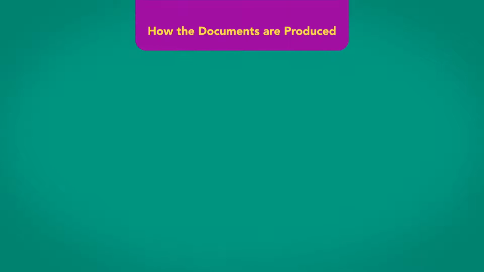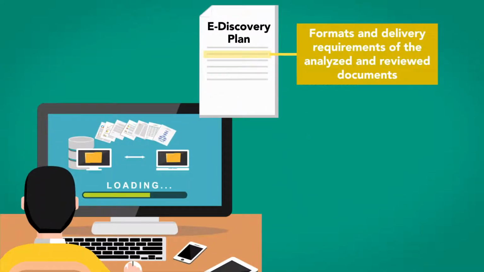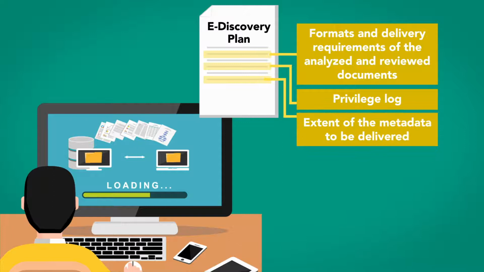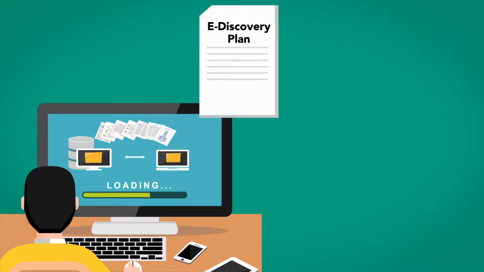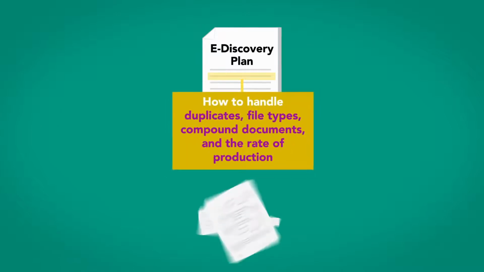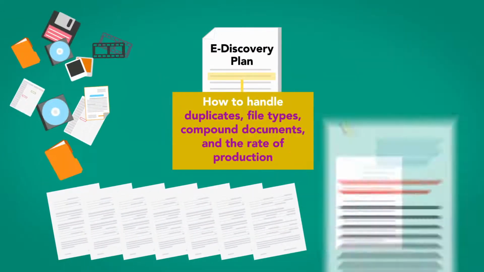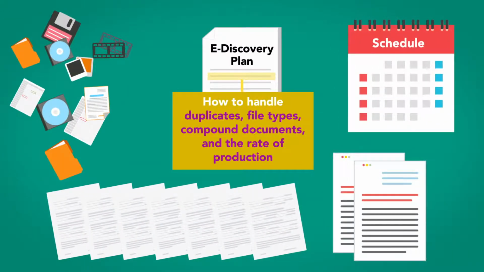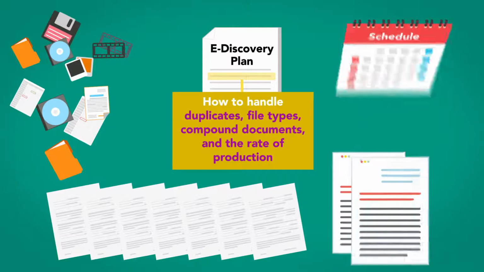How the documents are produced. The next part of the plan will discuss the formats and delivery requirements of the analyzed and reviewed documents, along with the privilege log, extent of the metadata to be delivered, and other requirements. It will also include how to handle duplicates, file types, compound documents, and the rate of production as determined by the schedule.